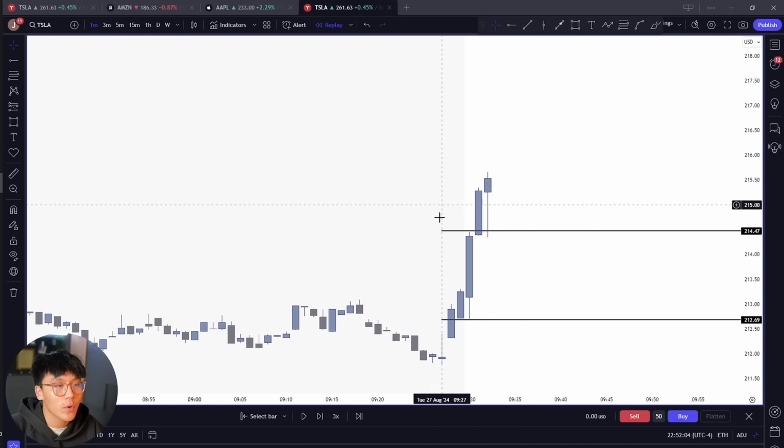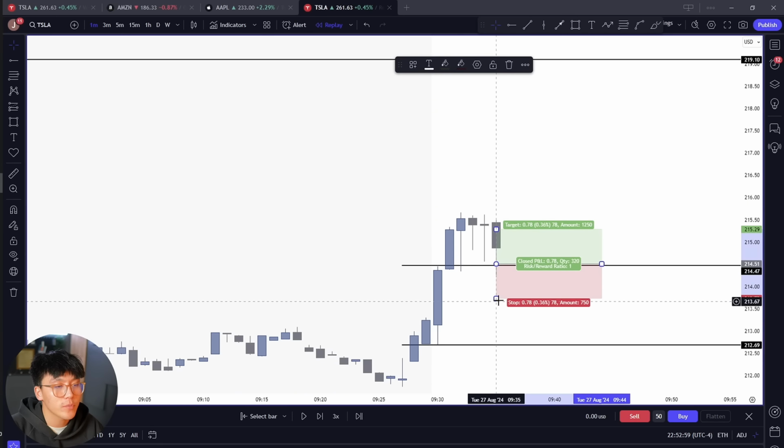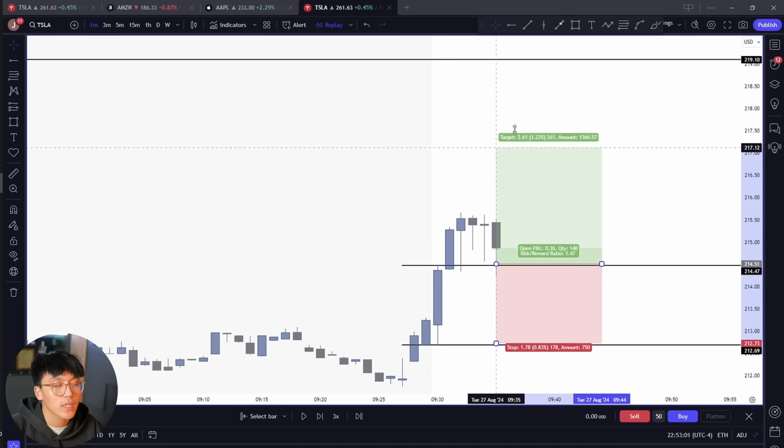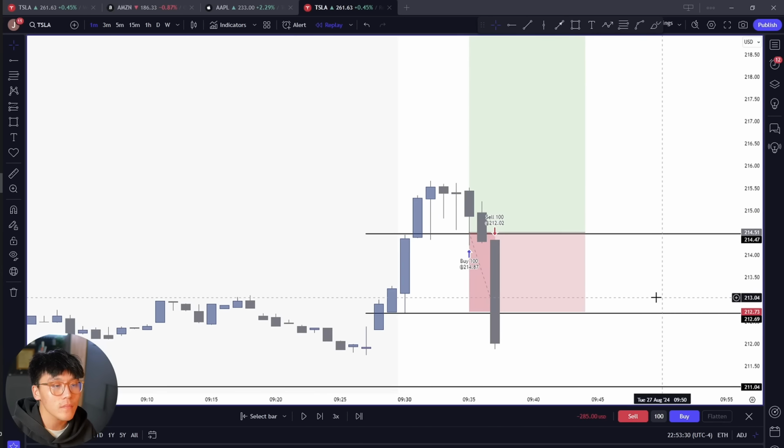So far, you can see we're having a nice reaction off your opening candle range high. You can see that the buyers are stepping in off this 214 area. So that's enough for me to get in with a stop just below the break, and I'm looking for continuations back towards your previous day's high. So you can see right there, as soon as I entered, price immediately reversed and I ended up getting stopped out at your opening candle range low for a loss of $285.